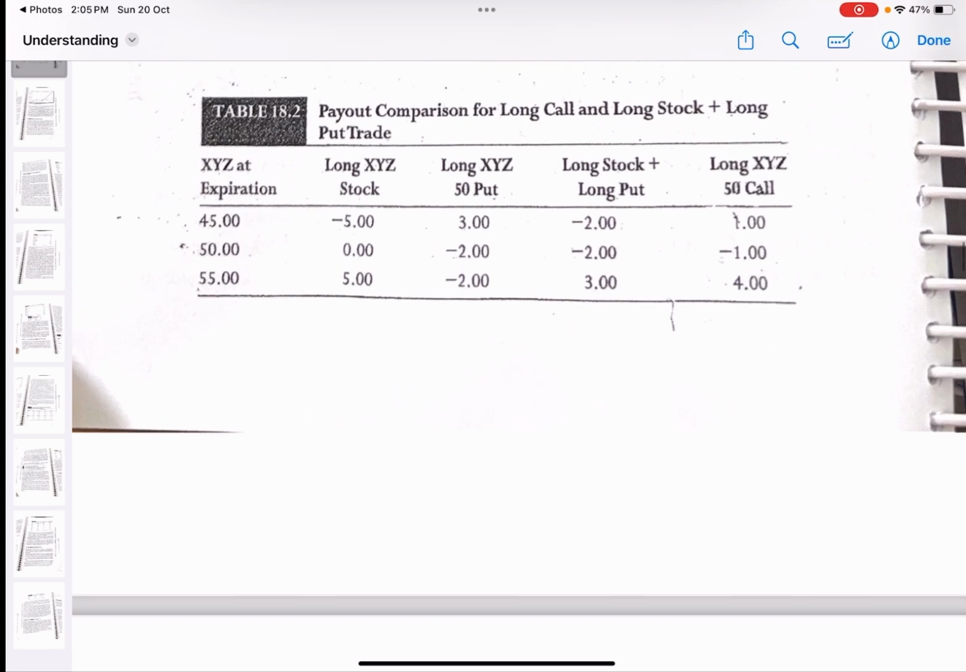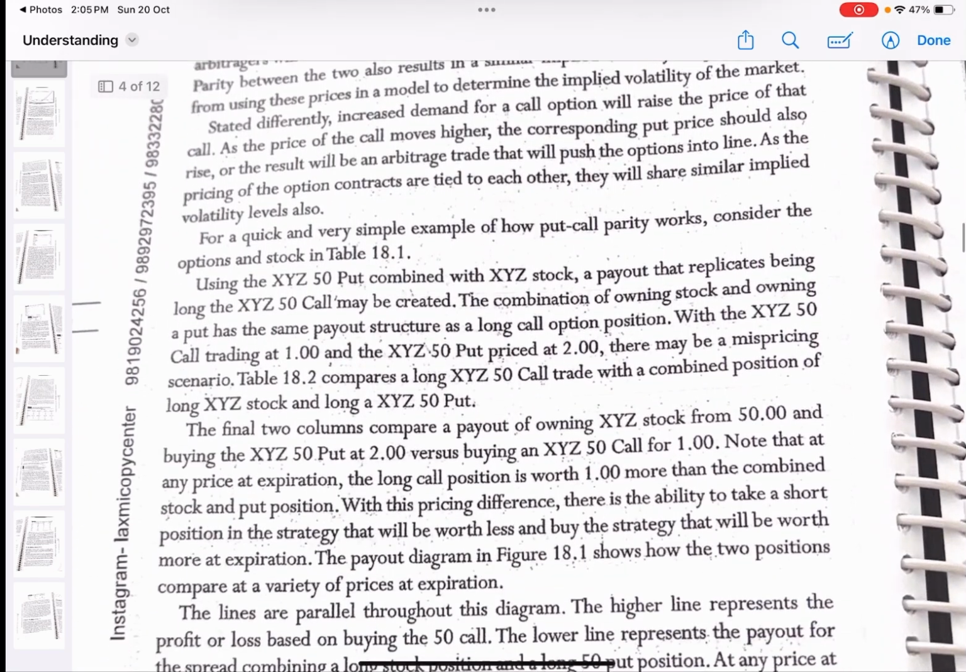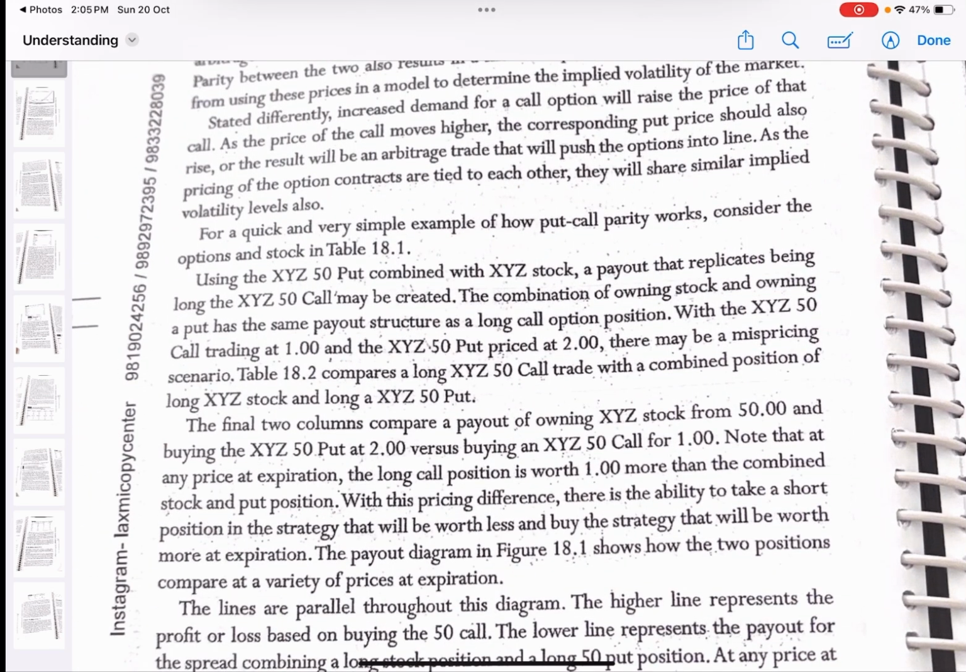Table 18.1. All right. So the XYZ stock, which they have explained in the example. Let's just see what they have to say about it. Using the XYZ 50 put combined with the XYZ stock, a payout that replicates being long the XYZ call may be created. Let's say a person has taken a call. The combination of owning the stock and owning the put has the same payout structure as a long call option.